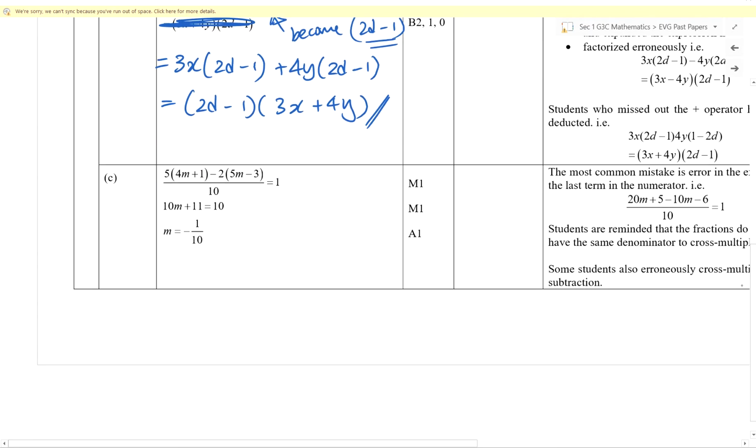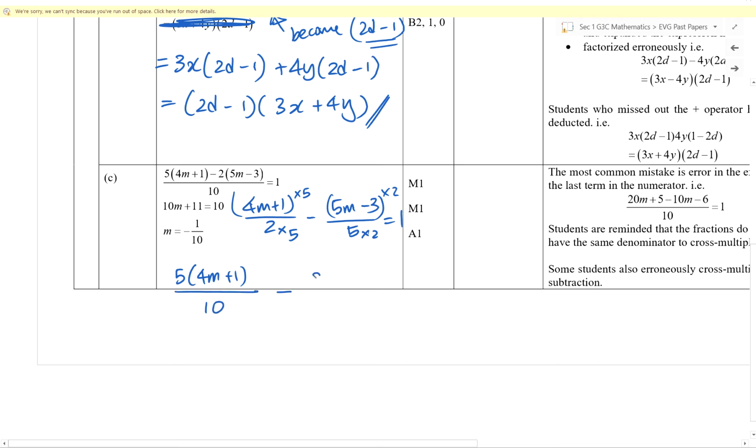Now part C, to solve this, the original question looks like this: (4m + 1)/2 minus (5m - 3)/5 equals 1. So fraction minus fraction, you have to make the denominators the same. Times 5, times 2, times 2. So we will end up with 5 times (4m + 1). Notice that I am not expanding yet. This is over 10. And we have minus 2 times (5m - 3), again over 10, equals 1.